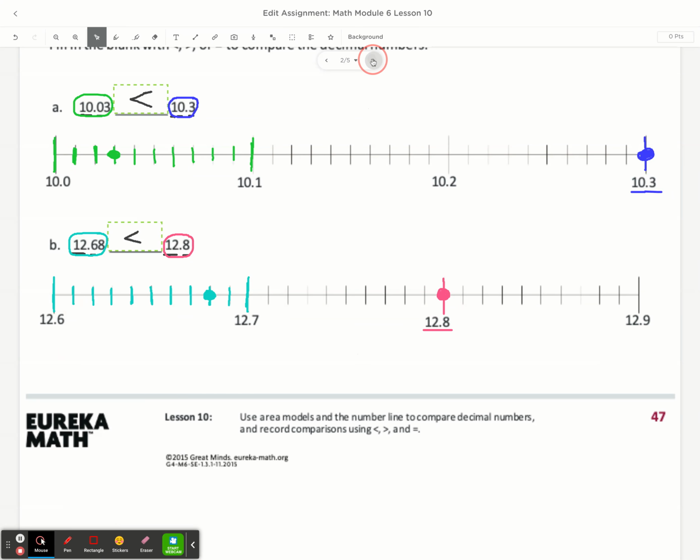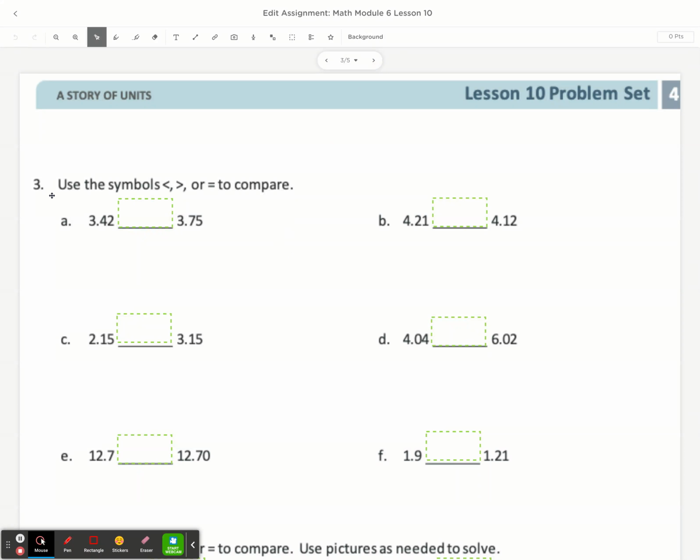Okay, we're going to keep going on to slide 3. Number 3 is just telling us to use the symbols less than, greater than, or equal to compare. As always, whenever you get to something like this, you can absolutely draw pictures if you want or need to, but as usual, you do not have to. So part A, we have 3.42 versus 3.75. Again, we're going to start with the place value furthest to the left and compare the numbers. So this time we're starting in the ones place. Here we have a 3, here we have a 3.